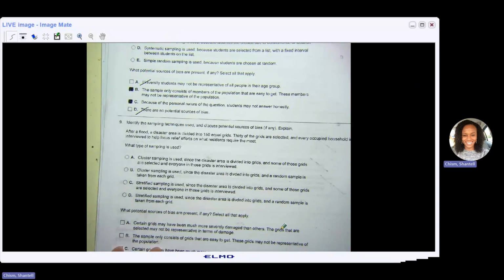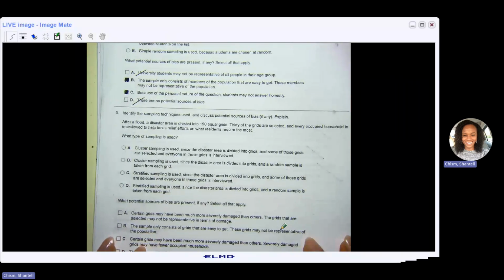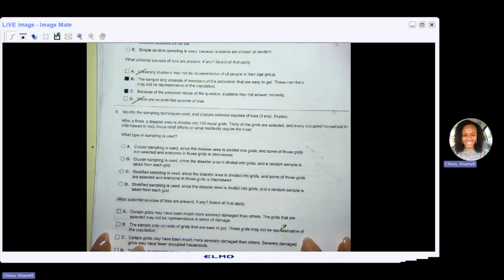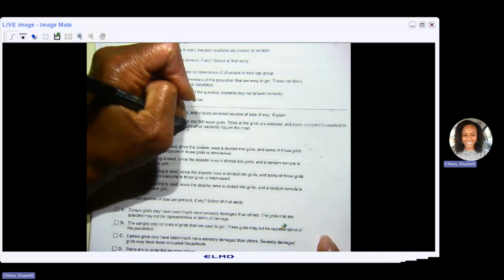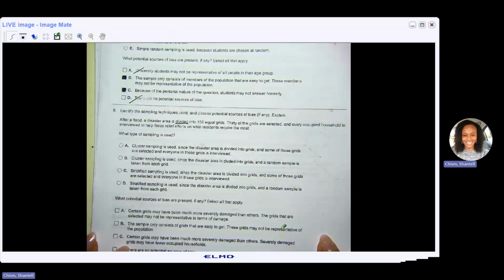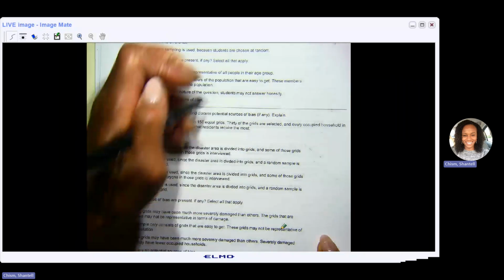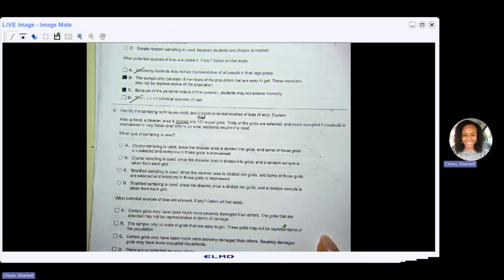Number 9 says identify sampling techniques used and discuss potential sources of bias. After a flood, a disaster area is divided. So we're talking about groups here. We're dividing the area into 150 equal grids. Of that total 150, 30 of them are selected, okay? And then every occupied household in those 30 will be interviewed.